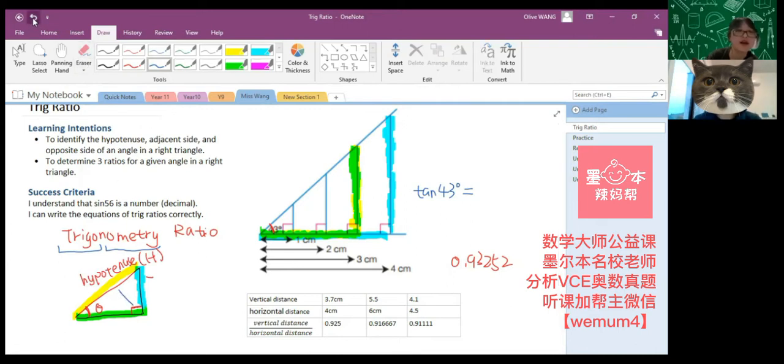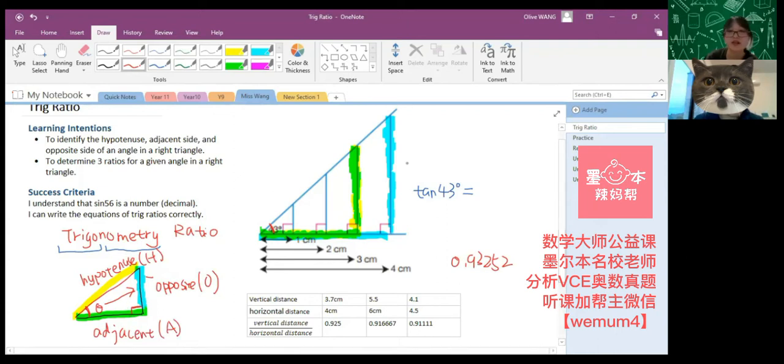Now everyone, I want you to look at this side here. This blue side is the opposite of this angle theta. So I call this side opposite. I use O to represent it. Now I have this green side left. For this one, I call it adjacent. I use A to represent this side.